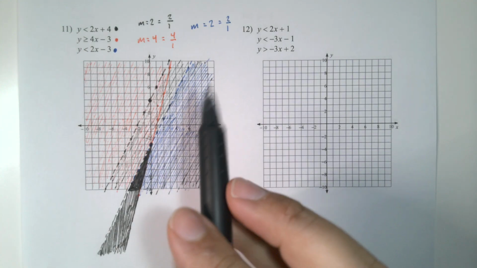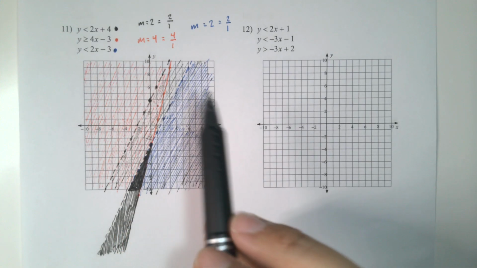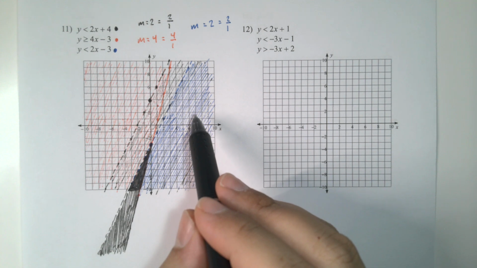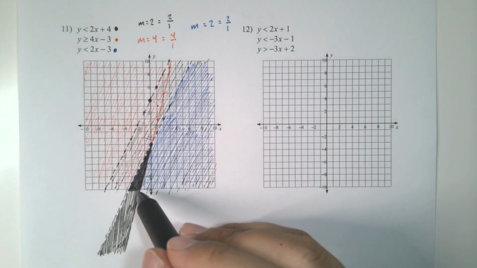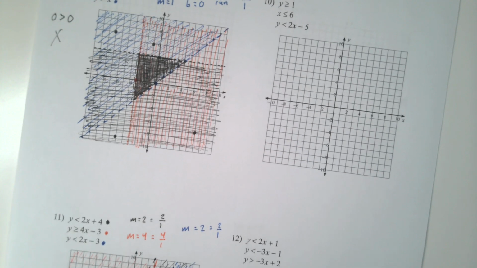So for the same reasons, if I pick a point over here, it'll only satisfy the red inequality. If I pick a point over here, it'll only satisfy the blue and the black inequalities. I have to pick a point inside of this little triangular region in order to satisfy all three. Let's look at the next one.